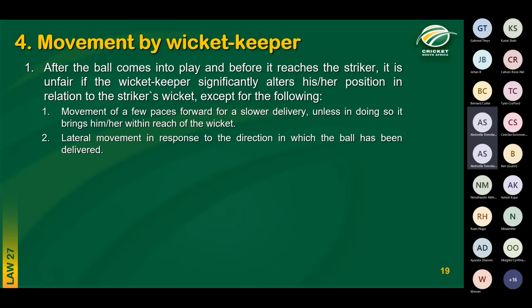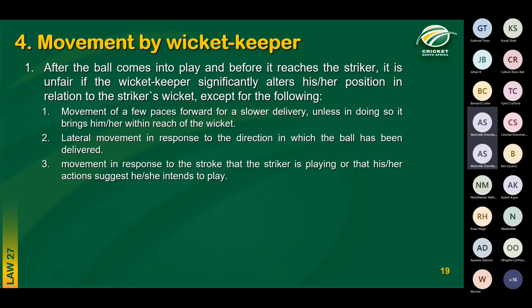The keeper is allowed lateral movement in response to the direction in which the ball is delivered. If the bowler delivers the ball going down leg, the keeper is allowed to move down the leg side. The keeper is also allowed to move in response to the stroke that the striker is playing. If the striker is showing that the striker is going to, let's say, play a lap sweep, then the keeper is allowed to move.